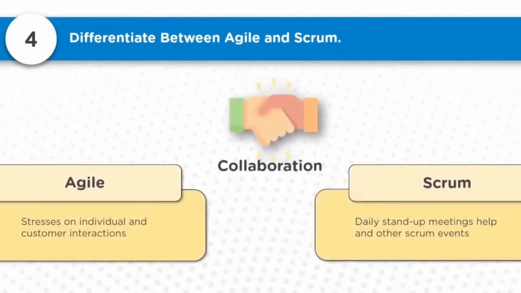So the next point is about collaboration. The Agile Manifesto stresses individual interactions and customer collaboration. Based on this, if you look at Scrum, how are they demonstrating this? There are various events which happen in Scrum. As I mentioned earlier, we have daily stand-up meetings and other Scrum events like sprint retrospective, sprint reviews, and sprint planning, which happen regularly. So it becomes a reason for collaboration and for everyone to discuss and take the call.